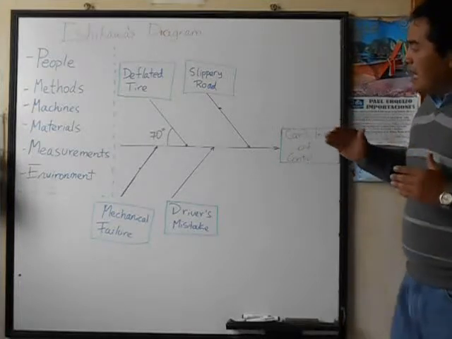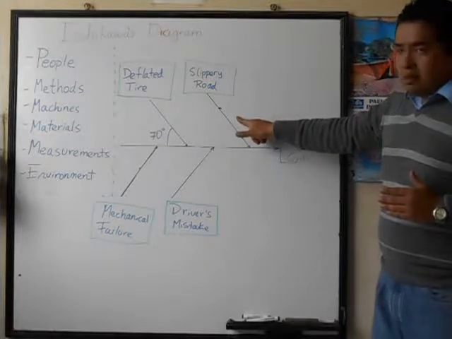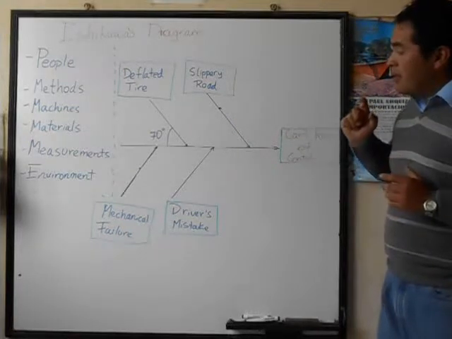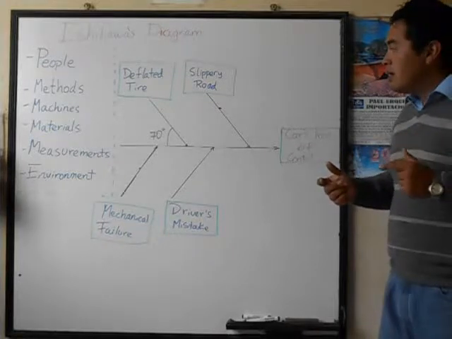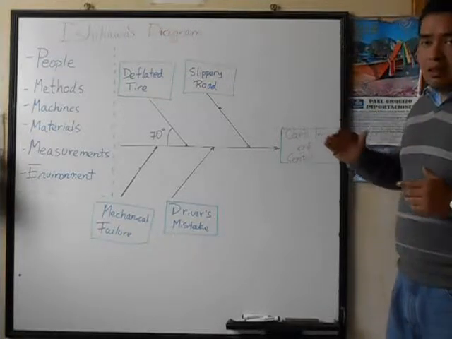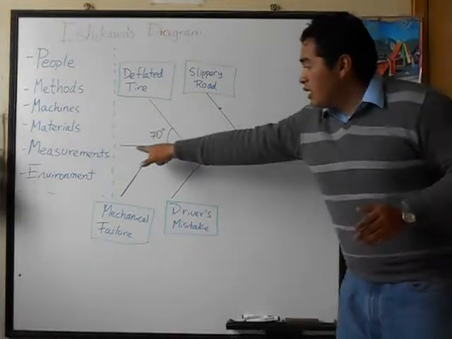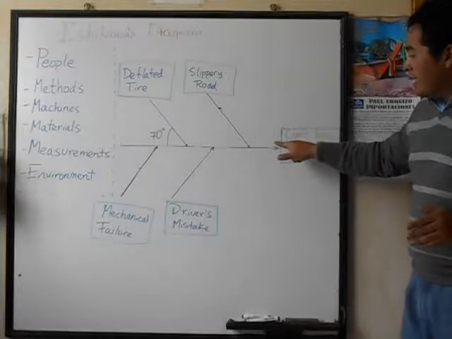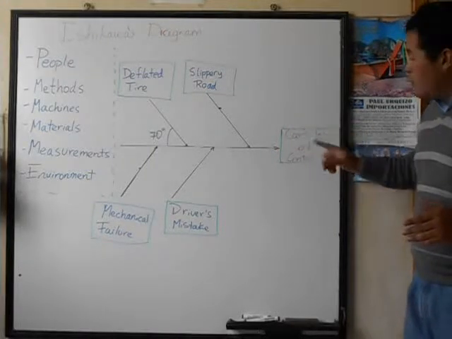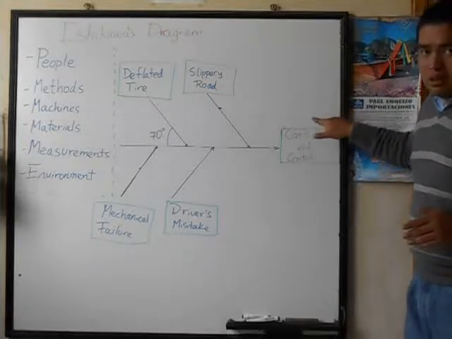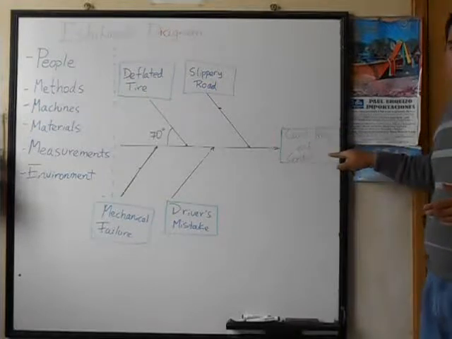So Ishikawa's diagram is here. It has the form of a fishbone. It's also known as the fishbone diagram. And it consists of a main horizontal line, and in its head you put the effect, the consequence, the car's loss of control.